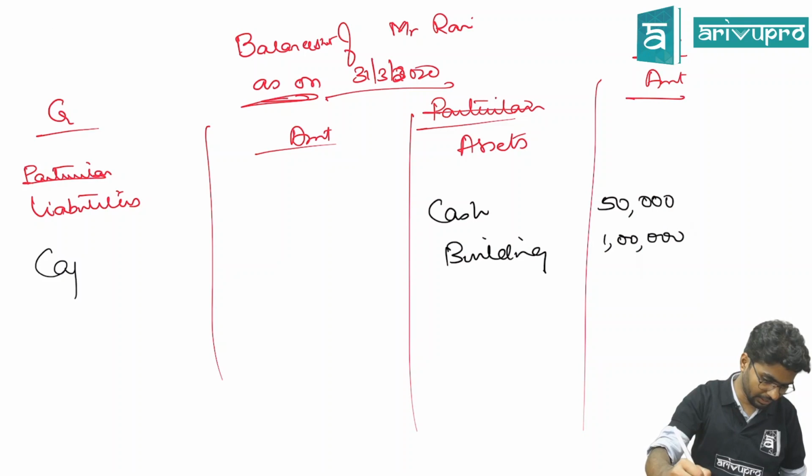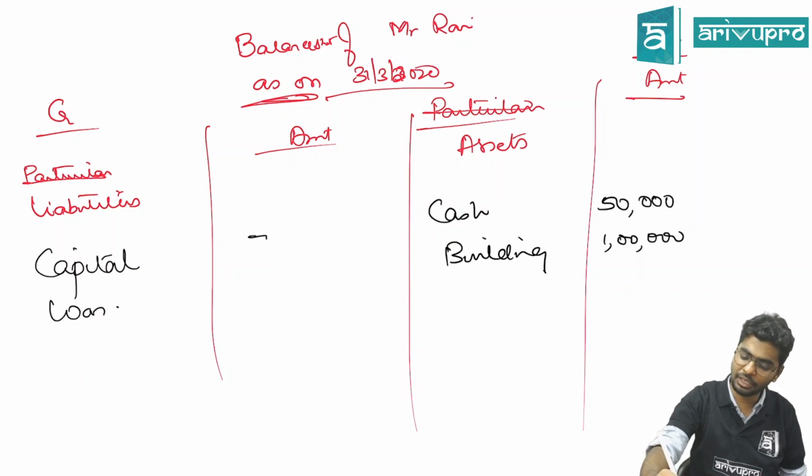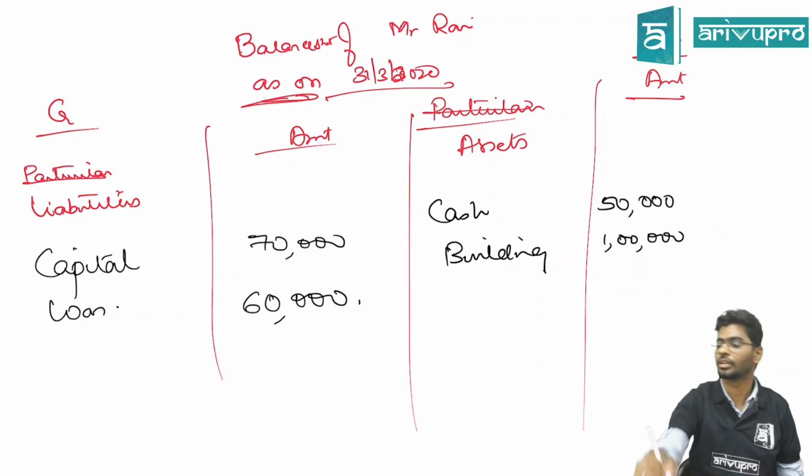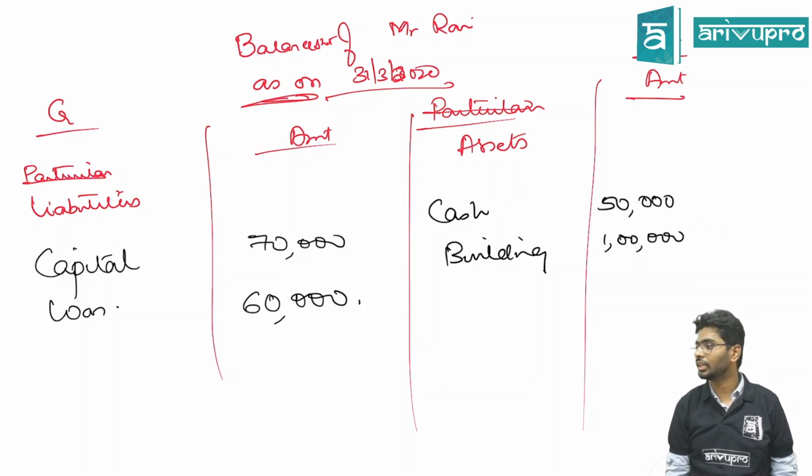Which I should be writing on the liabilities side. Capital was what? Are you done till here? Simple classification. Is there any doubt till now?